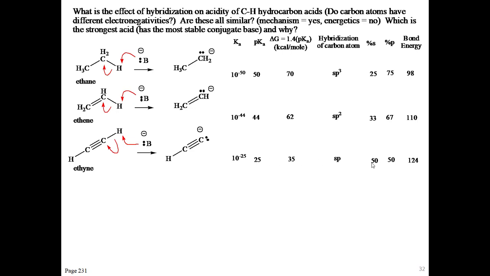If we come over here and take a look at the hybridization, what we see is that this one is sp, that's 50% s. The s is the important orbital here for helping stabilize the minus charge. This is 33% s, and this is 25% s.